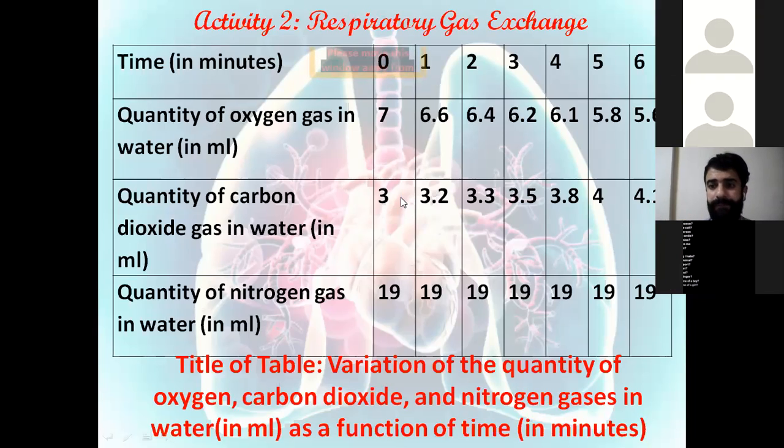Got it, Hala? It says your voice was glitching. Okay, the quantity of carbon dioxide was 3 at the beginning. At the end, it becomes 4.1. So what does this mean? This means that the fish is consuming carbon dioxide or releasing carbon dioxide. Releasing. That's why the amount increases, so it's releasing carbon dioxide. Thank you, Hala. While regarding the nitrogen, it remains the same, meaning that the fish neither consumes nor releases. So it doesn't give us the nitrogen or consume it.